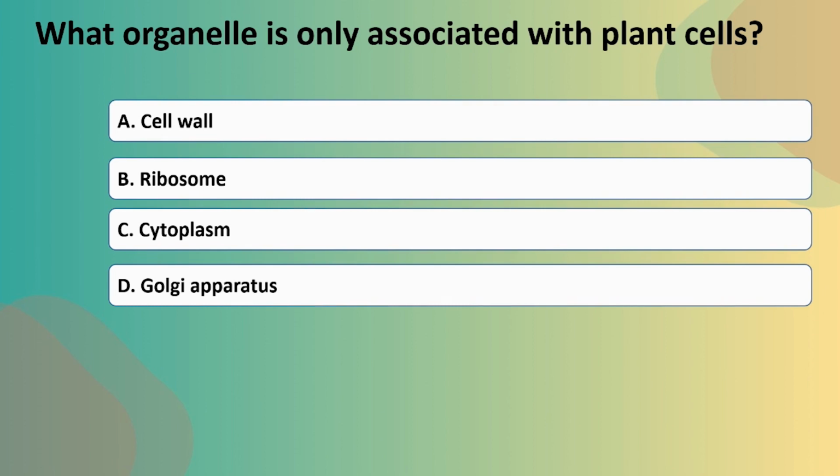All right, question 4. What organelle is only associated with plant cells? A. Cell wall. B. Ribosome. C. Cytoplasm. D. Golgi apparatus.